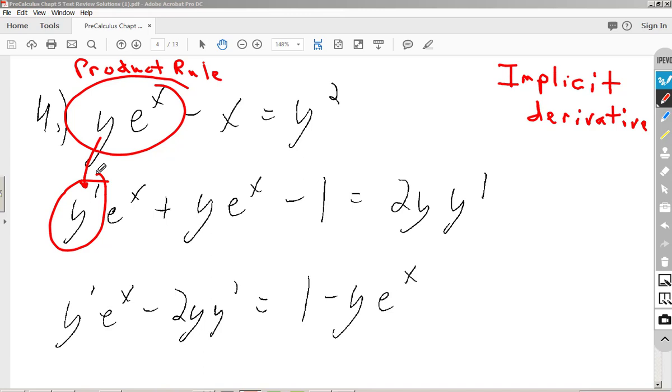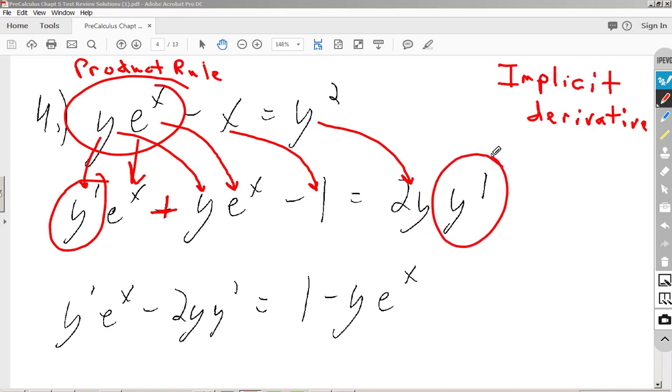Now I do my second expression the same. My product rule, what comes next is plus. I'm going to leave my first expression the same, which is y, and the derivative of e to the x minus x is e to the x minus 1. Now the derivative of y squared is going to be 2y, and since I just took the derivative of something that is a y, I have to write y prime.